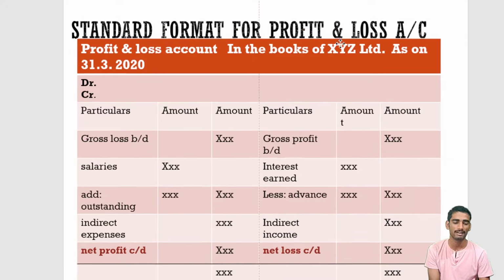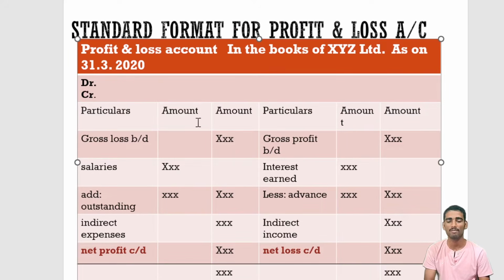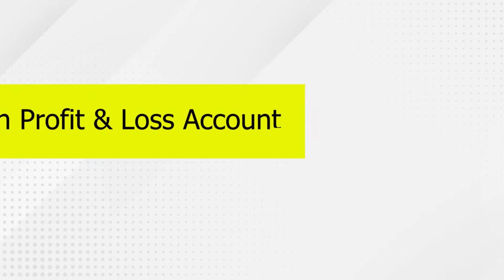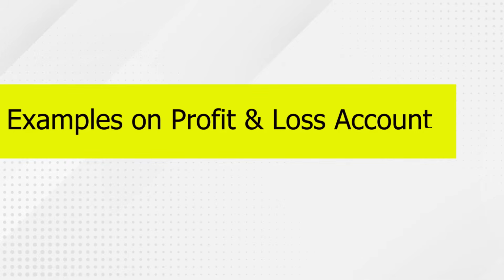Remember guys, the format is also given that on the right side you have to write this, means in the second column you have to write less advance, okay? Means whatever advance you have received, you have to subtract it and write in this part, okay? So this is the standard format for profit and loss account. Let me come to an example. After that it will be much clearer.